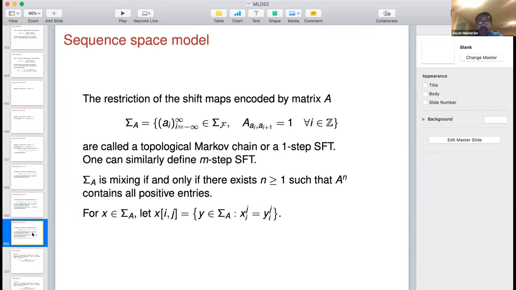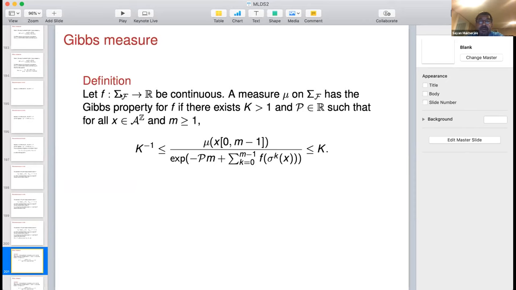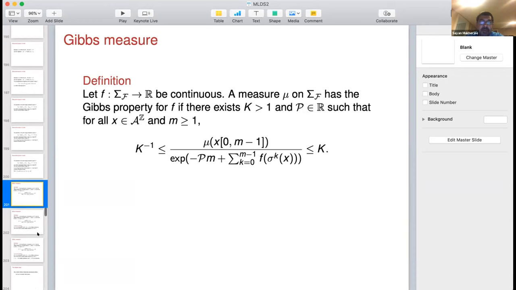If you have this potential function, a measure mu on the sequence space has a Gibbs property for F if there exists a K greater than one and a P, typically called the pressure, such that you have this property. This is your Gibbs measure, this is your sequence, and this is the exponential. What I'll come back to later is that the basic idea in the Gibbs measure is you're getting something at an exponential scale.